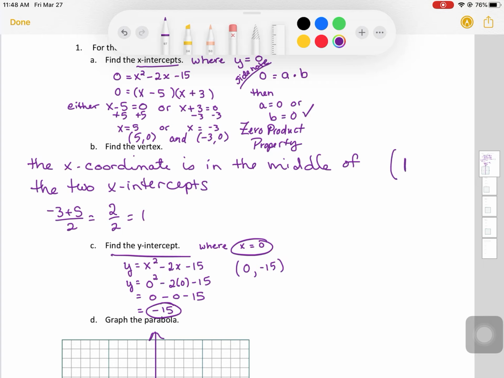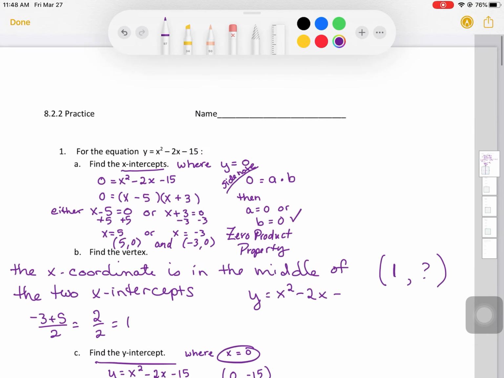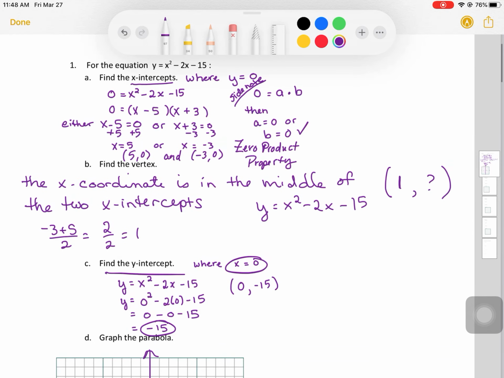My vertex has an x-coordinate of 1, and now I just need to figure out what the y-coordinate is. But if I know what x is, and I know my equation, y equals x squared minus 2x minus 15, then I can simply say that x is 1, so I'm going to do 1 squared minus 2 times 1 minus 15, so I get 1 minus 2 minus 15, which equals negative 16.